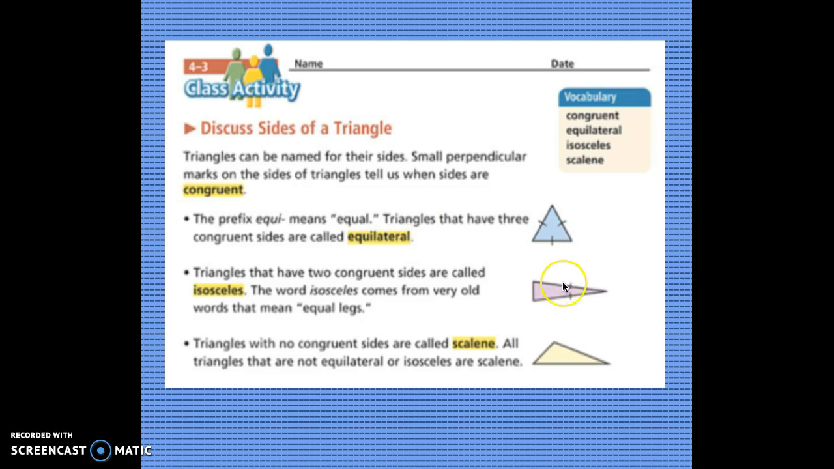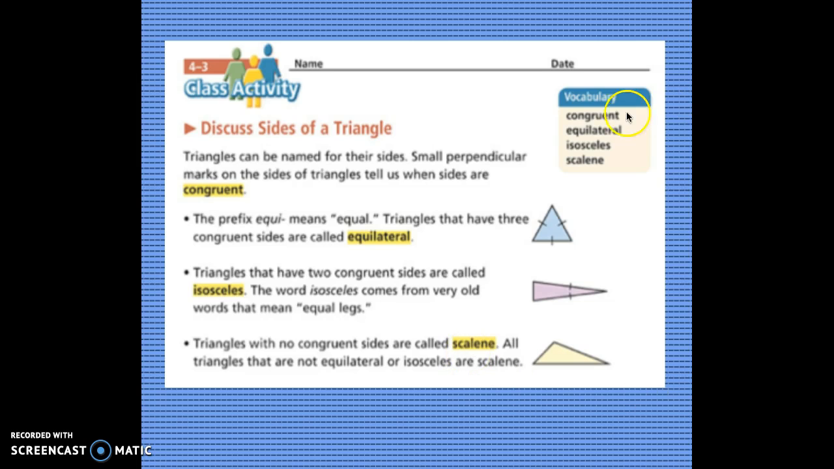Now what if only two of them are the same? In this case, we'll see that they have these little lines on them, meaning that they're the same length, they're congruent, but there's only two congruent sides instead of three. When there's only two congruent sides, we call it an isosceles triangle. Okay, an isosceles triangle, two sides are equal. Now, if there are no congruent sides, none of the sides are equal or the same to each other, then we call it a scalene triangle.